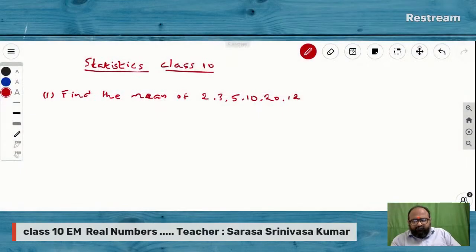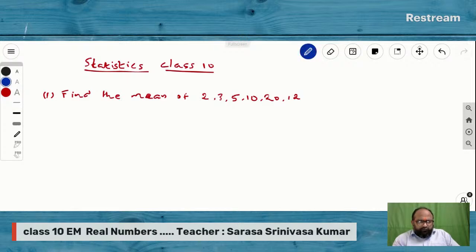Now in class 10, we start with the mean of ungrouped data. Let us start the problems on this definition. We have statistics class 10. Find the mean of 2, 3, 5, 10, 20, 12.